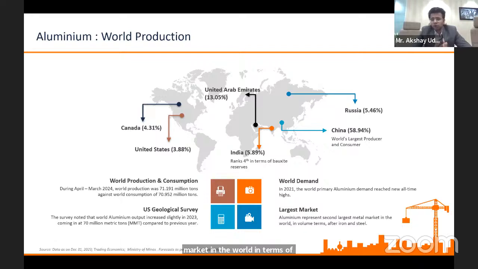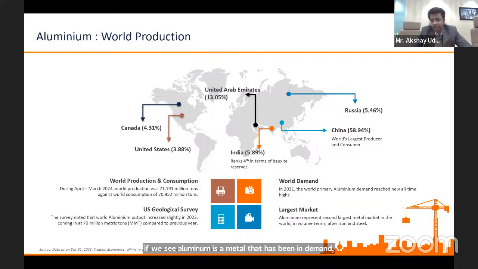And in terms of reserves, India is fairly placed. Aluminium is actually obtained by primarily mining bauxite. India has the fourth largest bauxite reserves in the world. Currently, China is ranked first, and United Arab Emirates is ranked second. But overall, aluminium is a metal that has been in demand. It had reached an all-time high in 2021.